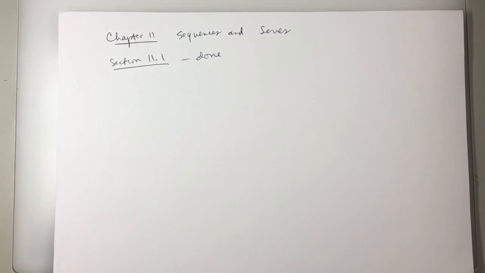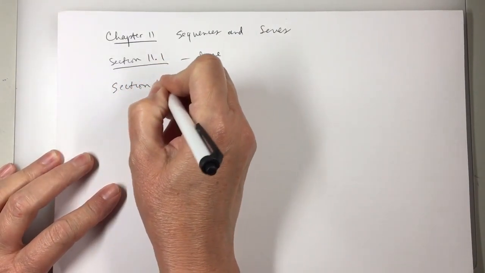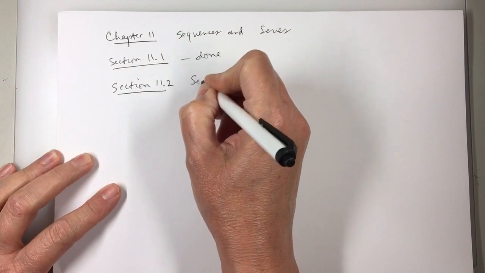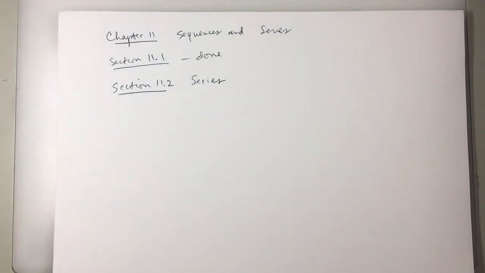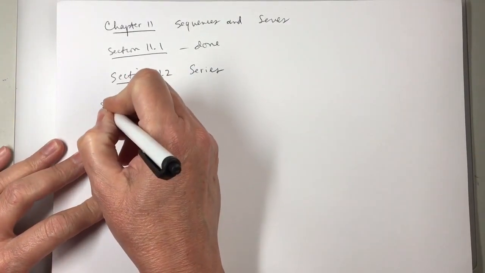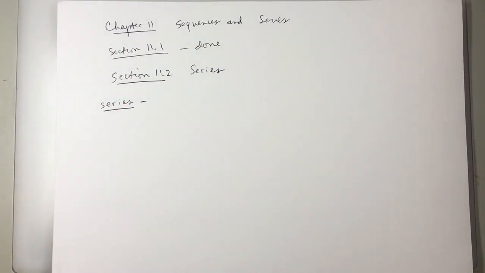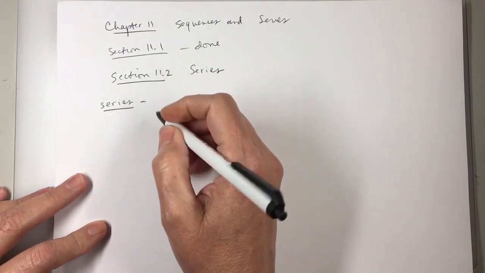Okay, so 11.2 is called series. And here's a definition of a series. It's not what you might think of if you just hear series in everyday conversation, which is something I didn't realize till a few years ago. Here's a definition of series. And you can say series, you can say infinite series. They're the same thing in this chapter.